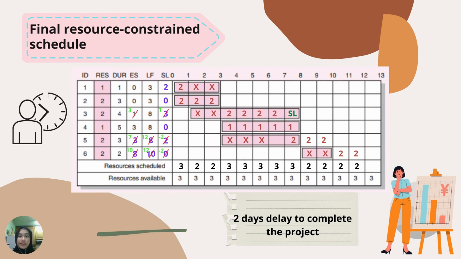Thus, you can see from this table, the number of delay days to complete this project is 2, because the old table shows that at day 10 the project will be completely achieved. But since the resource available is 3, the delay number will be increased to 2.